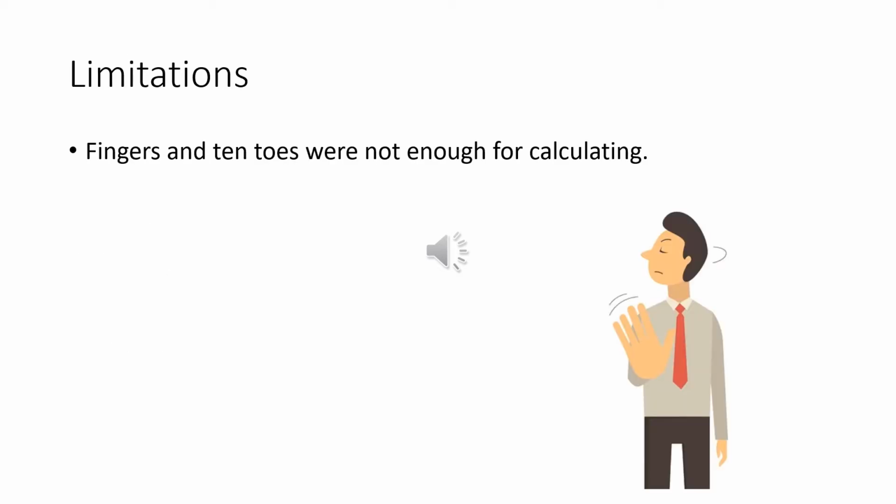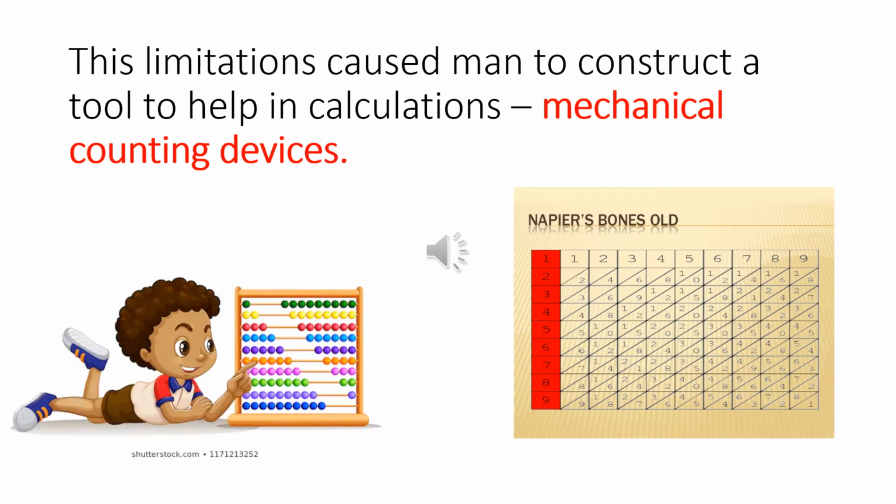But man found that those early calculating devices were not enough for calculation. That is, they found their limitations. Fingers and 10 toes were not enough for calculating. These limitations caused man to construct a tool to help in calculations, which they named mechanical calculating devices. So the first stage of the history of computers was early calculating devices.